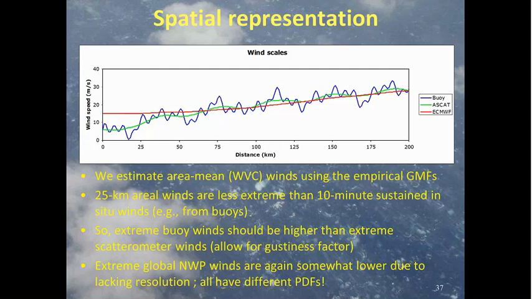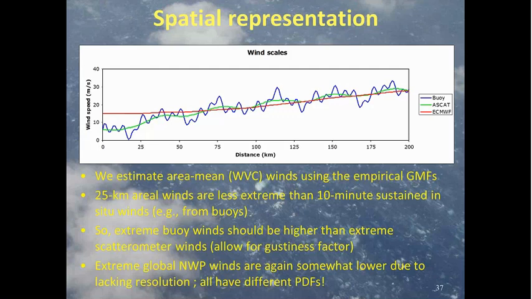And you see that the green line has lower extremes than the blue line because it's actually smoothing the extremes. So this is what you expect. And then we also have the red line. The red line is actually representing the ECMWF smoothness. And again, you see that the ECMWF extremes are lower than the scatterometer extremes and also lower than the buoy extremes. So the spatial representation is actually quite important to get ideas about, for instance, 10-minute sustained winds or 1-minute sustained winds.